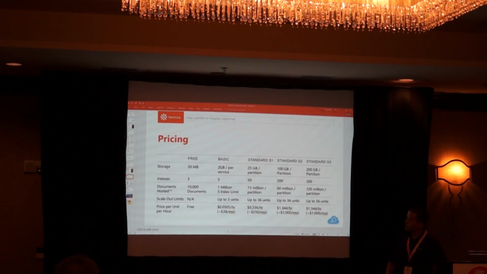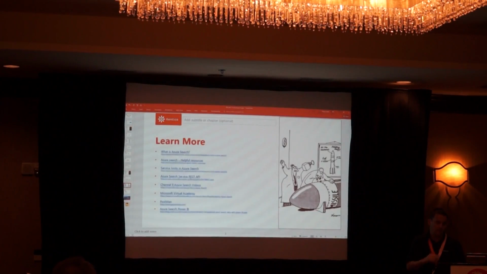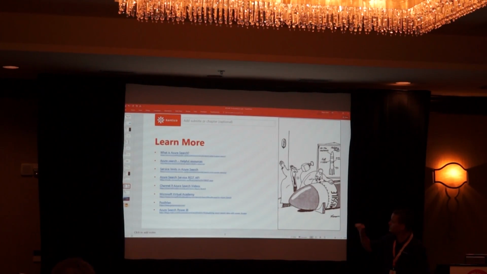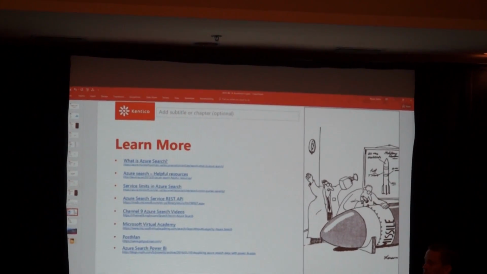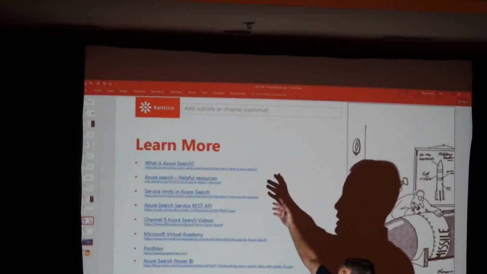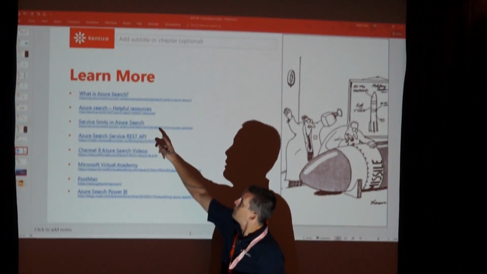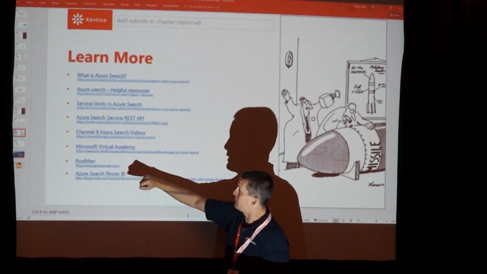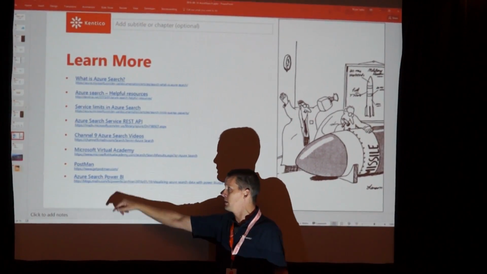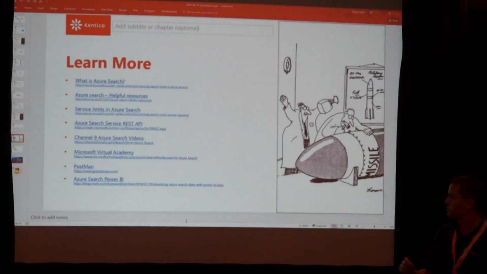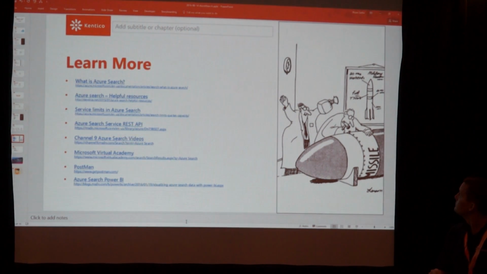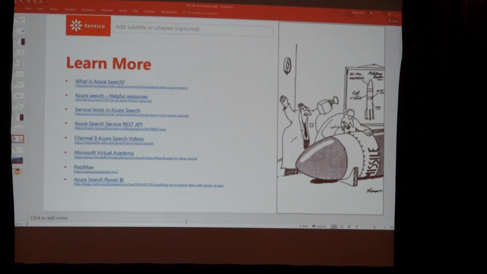But you can sign up. It's pretty easy to do with the free tier. I just included this, and I'll make sure that Paul has it so it gets on the website, because I have links to all these different things: what is Azure Search, service limits, the REST API. There are a lot of Channel 9 videos, Virtual Academy, if you don't know what Postman is. And then the link to get the Azure Search PowerBI. This one cracked me up too.